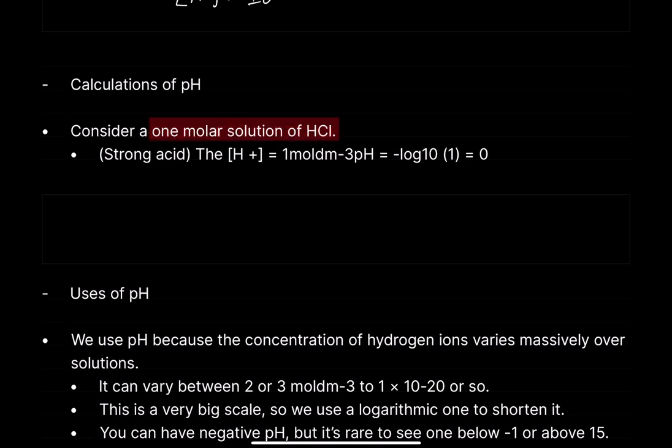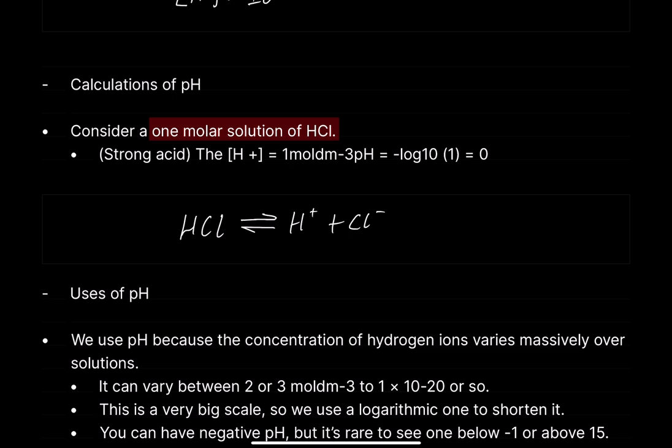So they told us that the concentration of our solution is 1 mole per dm cubed. But because we know that HCl is a strong acid, i.e., equilibrium is shifted highly to the right, it prefers to dissociate very much, we can then assume, because it fully dissociates, that the concentration of H plus is the same as the concentration of the solution.